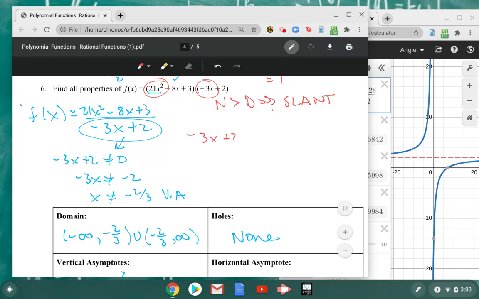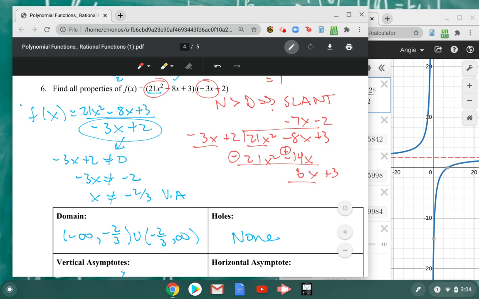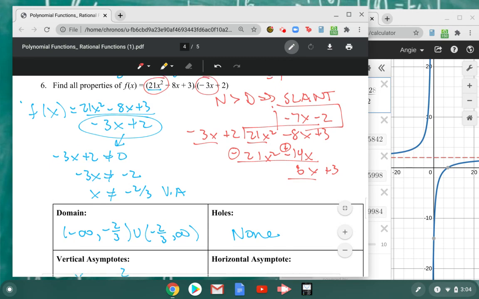So negative 3x plus 2 into 21x squared minus 8x plus 3. Okay, here we go. Negative 3x goes into 21x squared. I need a negative 7x, right? So negative 7x, multiply it through 21x squared, and this is going to be minus 14x. Subtract, so I change my signs. 14 minus 8 is 6, so 6x, and then bring down the 3. To go from negative 3 to 6x, I need a negative 2. And I don't need to go any further because I'm already here at my quotient. Anything else is going to be a remainder.